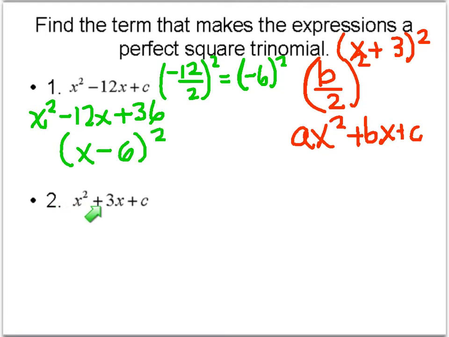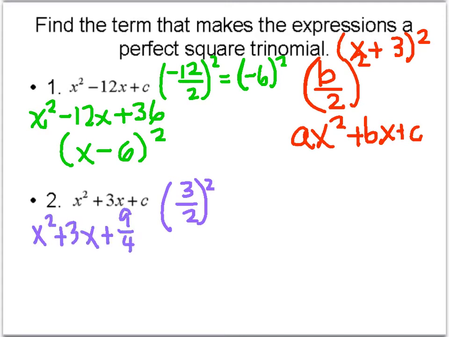Likewise, down here with this trinomial, I take the b term, divide by 2, and square. And so this trinomial would end up as x squared plus 3x plus 9 over 4. And the 9 over 4 comes from 3 squared and 2 squared. To write it in its factored form would be x plus 3 over 2 squared.